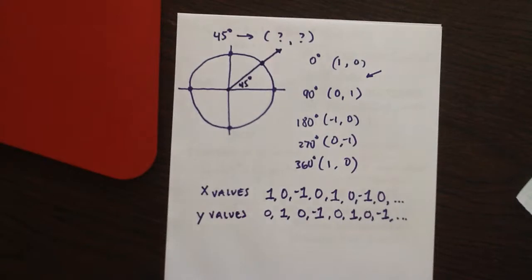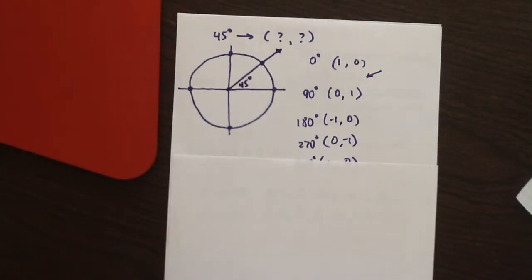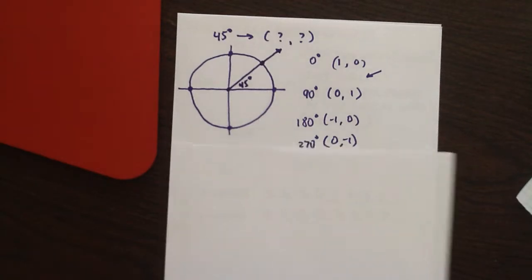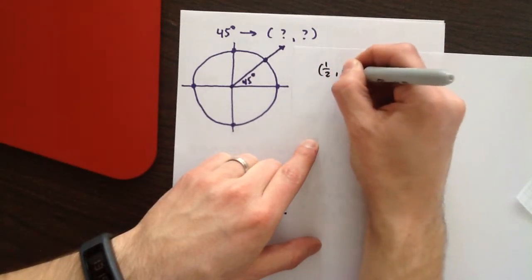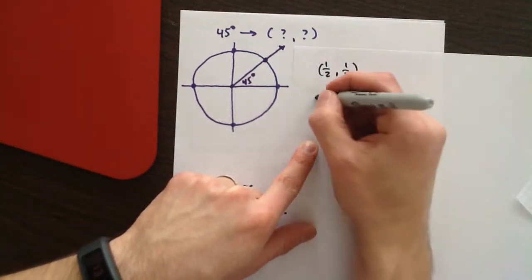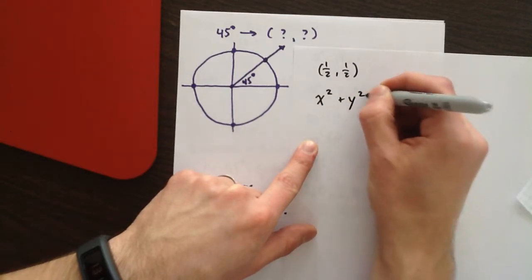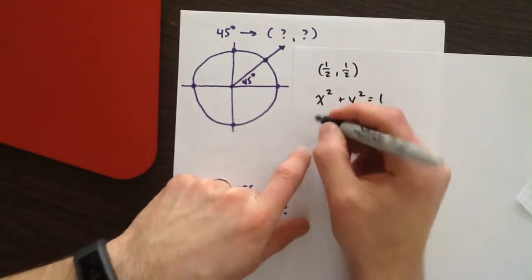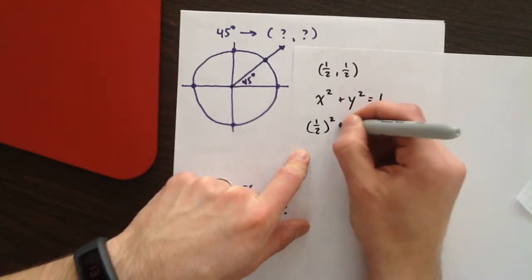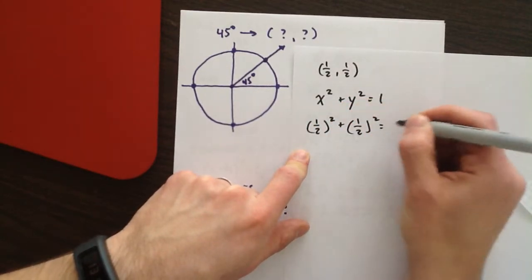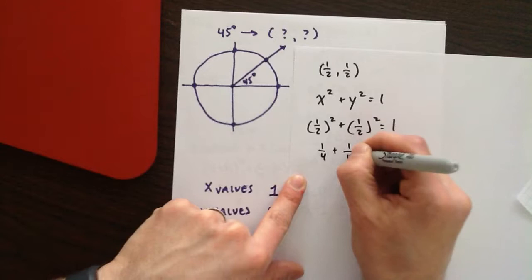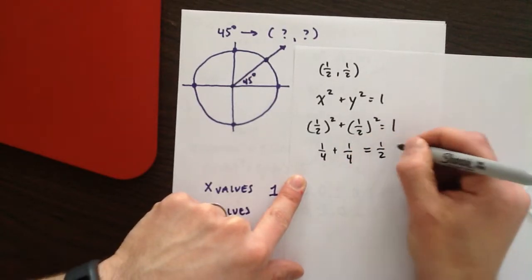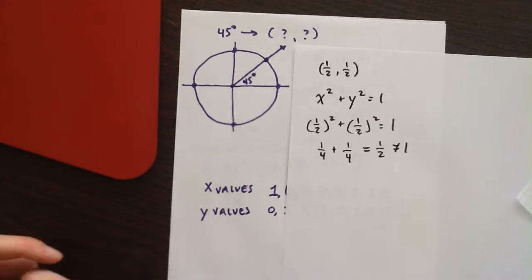Now, Jackson suggested 1/2, 1/2. Do we like that? Well, if it is 1/2, 1/2, it's got to work in our equation. So we should have x squared plus y squared equals 1. If we plug in 1/2, 1/2, we get 1/2 squared plus 1/2 squared. What's 1/2 squared? 1/4. That's 1/4 plus 1/4, which is 1/2, and that does not equal 1. So it's not 1/2, 1/2. It's not that nice linear relationship.